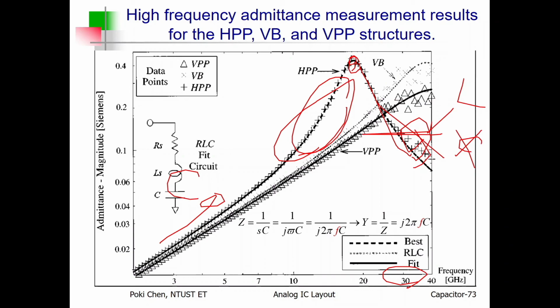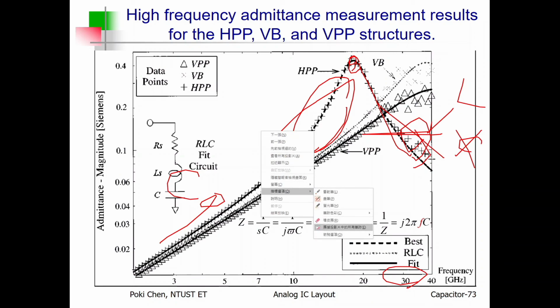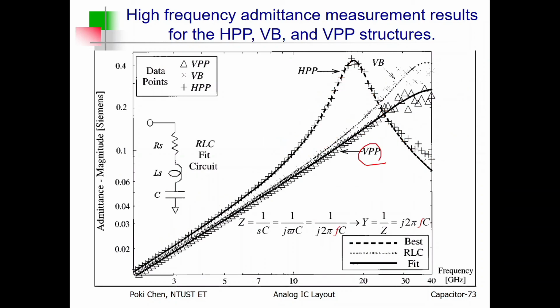Will your circuit operate normally? No. Your capacitor becomes an inductor. Maybe your inductor also becomes a capacitor. It will be a disaster for your circuit operation, right? So who can provide you the widest operation range for a capacitor? VPP. VPP is the best. You can see the linear region extends all the way to almost here. How much? More than 20 gigahertz.